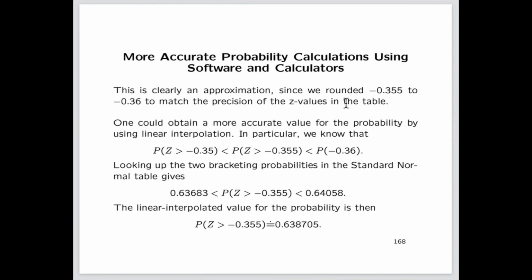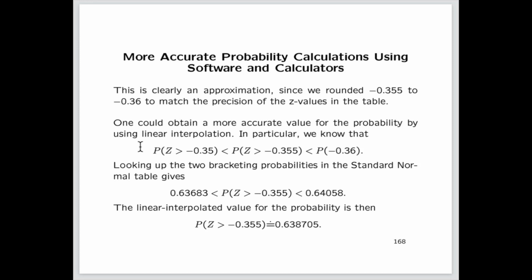All right, so again, this is clearly an approximation because we rounded the actual z-value of negative 0.355 to 2 decimal places, negative 0.36, to match the precision of the z-values in the table. Now, one could obtain a more accurate value for this probability by using, for example, linear interpolation.